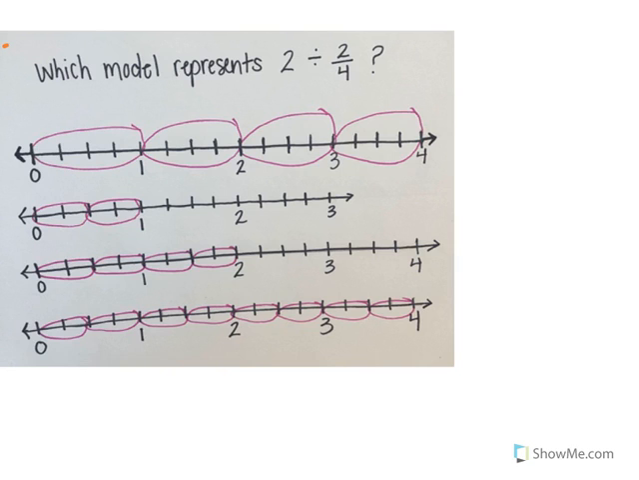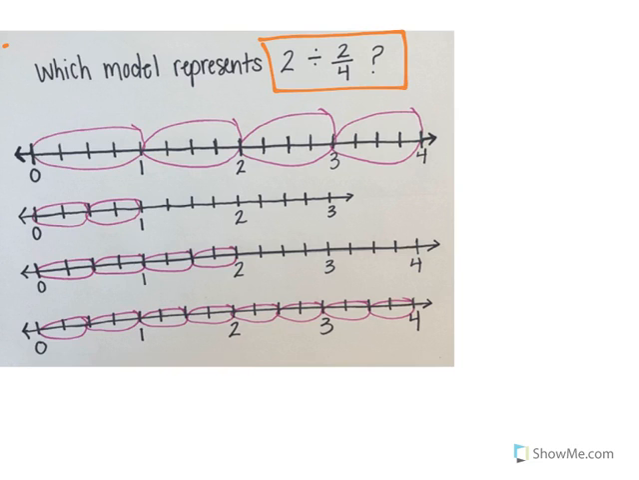So this is very, very similar to a tape diagram, but instead of using different numbers of boxes to represent the amounts, we are using a number line. Looking at this example, it says which model represents 2 divided by 2/4. It doesn't ask me to evaluate the expression first. It doesn't ask me to find a quotient. It is simply asking me to determine which one of these 4 choices is going to match up in a visual way to this expression.